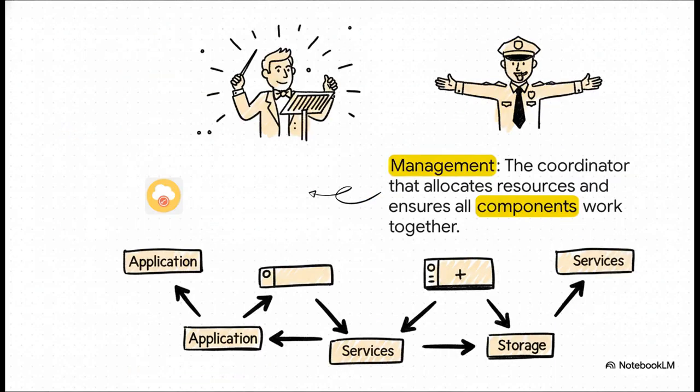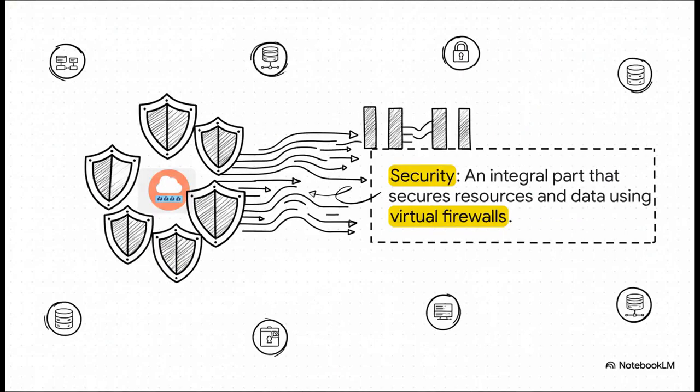Now, with all these parts running at once, you need something to coordinate everything. That is the job of the management layer. Think of it like a traffic cop at a busy intersection, or maybe the conductor of an orchestra. Its only job is to allocate resources and make sure the application, the services, and the storage are all playing together nicely. And finally, security.